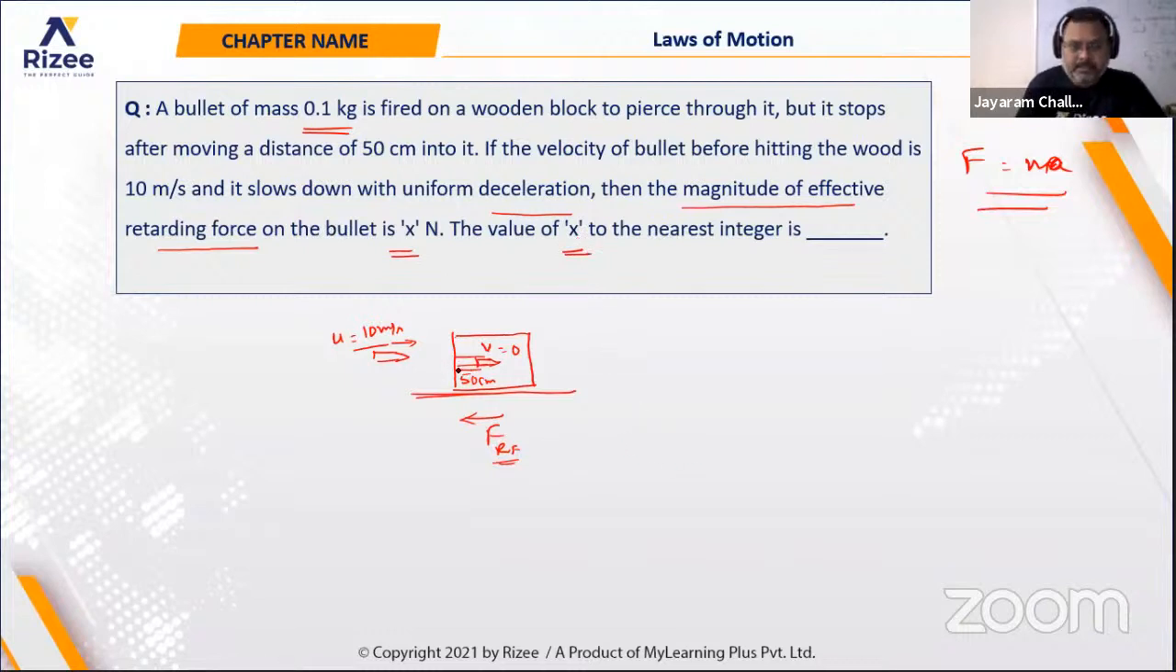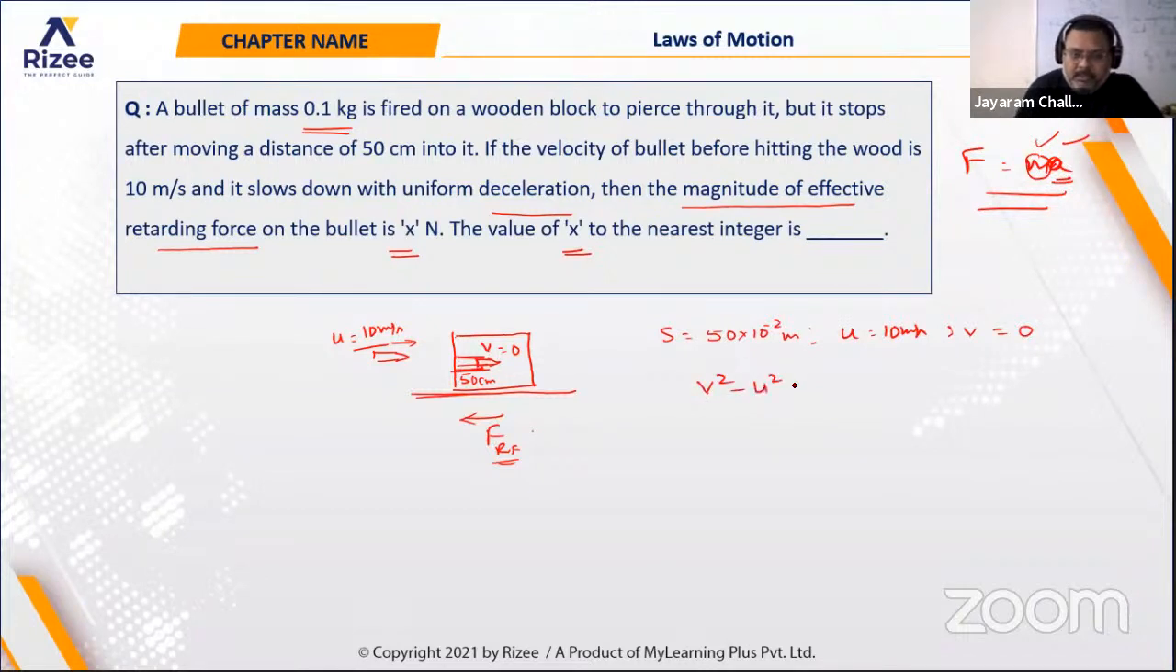The bullet is stopped when it penetrates to a distance of 50 centimeters, so the displacement is 50 into 10 to the power of minus 2 meters. The initial velocity is 10 meter per second and the final velocity is 0. So we can find the force. To find the force, we need mass and acceleration. Mass is provided in the question, but acceleration is not. From these values, you can get the acceleration.